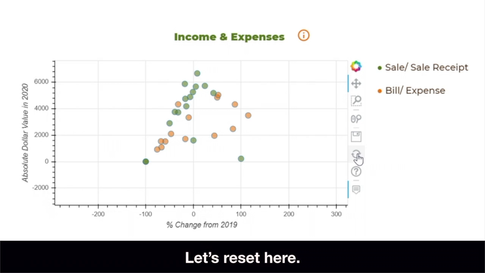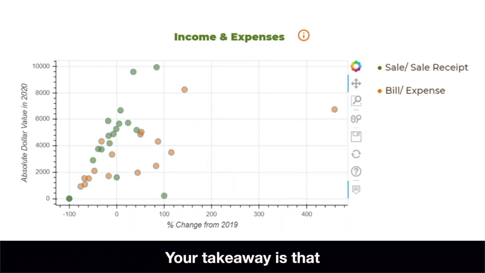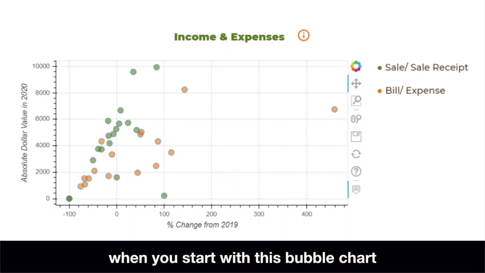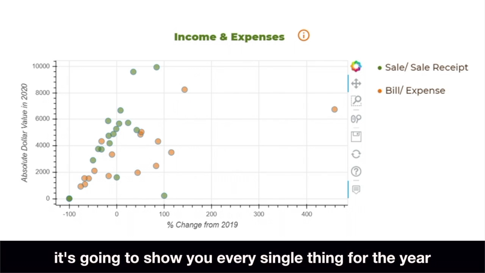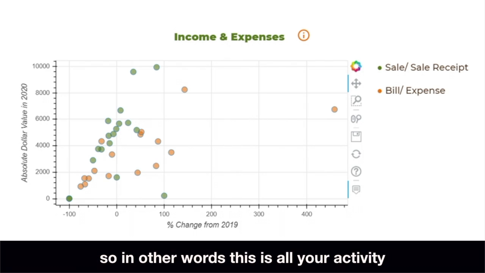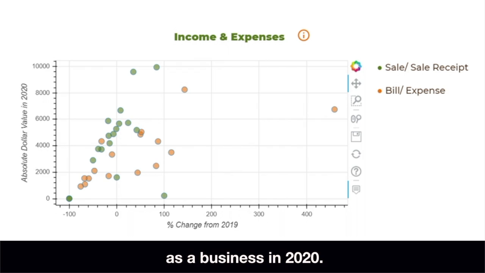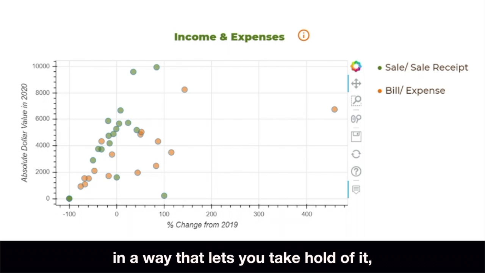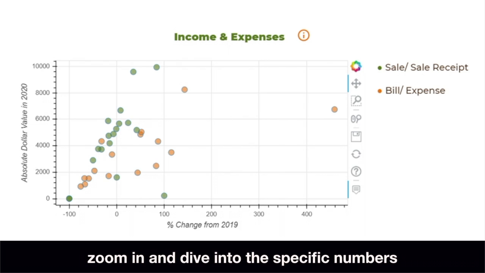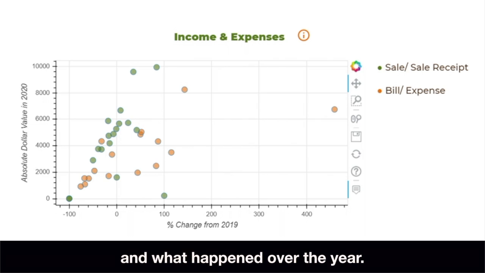Let's reset here. Your takeaway is that when you start with this bubble chart, it's going to show you every single thing for the year. So in other words, this is all your activity as a business in 2020. And here it is laid out for you in a way that lets you take hold of it, zoom in, and dive into the specific numbers and what happened over the year. And that's really how you can use the income and expenses table.